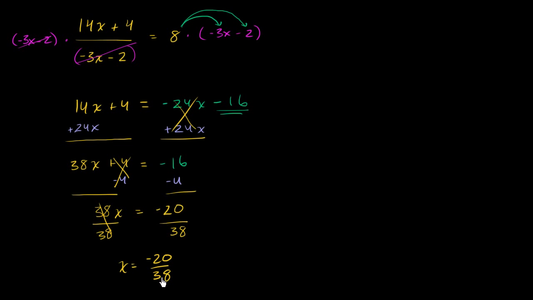Both the numerator and the denominator are divisible by 2. So let's divide the numerator and denominator by 2, and we get -10 over 19. x is equal to -10 over 19. And we are done. I encourage you to validate this for yourself. It's a little bit of a hairy number, but take this number, substitute it back into our original equation, and validate that it actually does satisfy that equation.